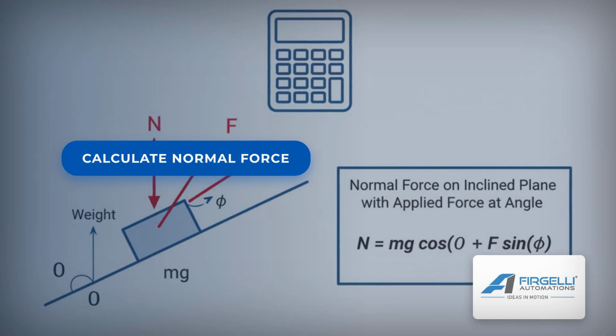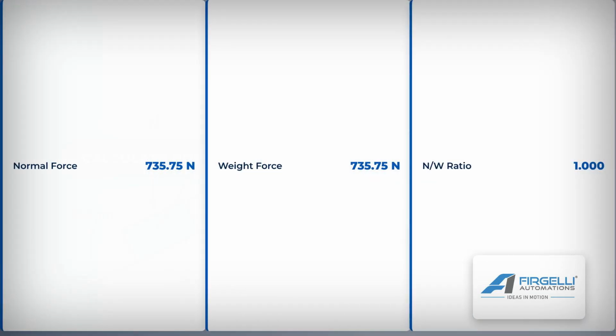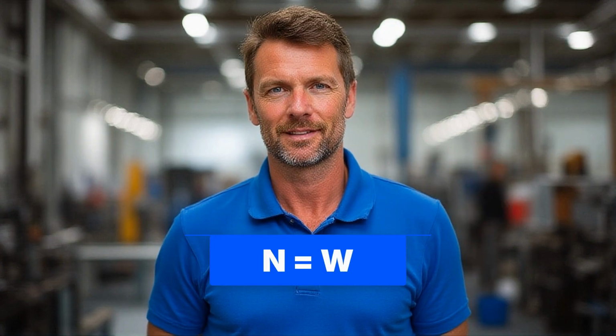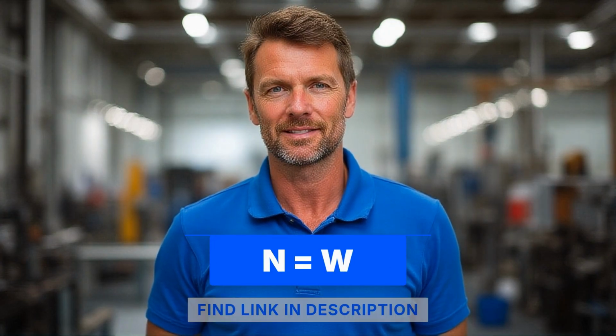After clicking Calculate Normal Force, the results show normal force equals 735.75 newtons, weight force equals 735.75 newtons, and the N/W ratio equals 1.000. This confirms that on a horizontal surface, the normal force exactly balances the object's weight.